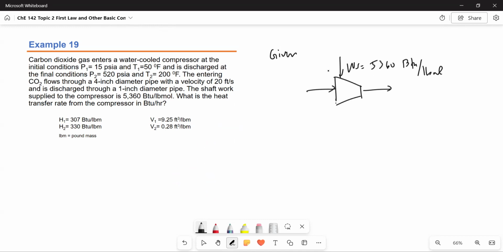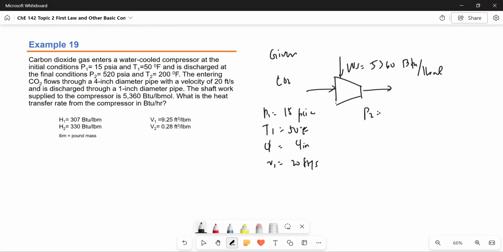Okay. So CO2, our gas is CO2. Pressure 1 is 15 psia. T1 is 50 degrees Fahrenheit. Diameter is 4 inches. V1 is 20 feet per second. Then we're given the H1 and specific volume V1. I will not write them anymore, just refer to the problem.